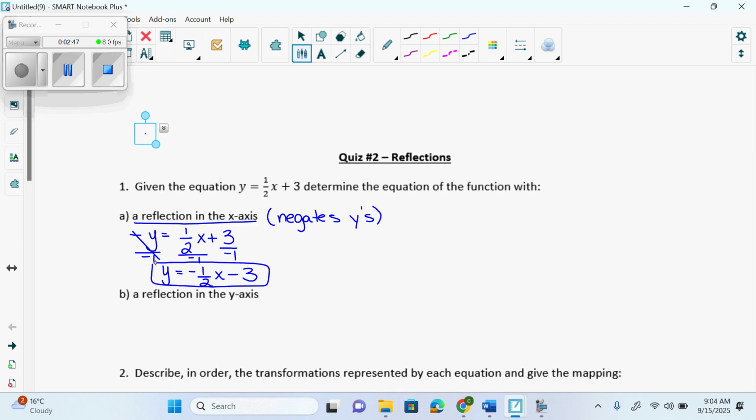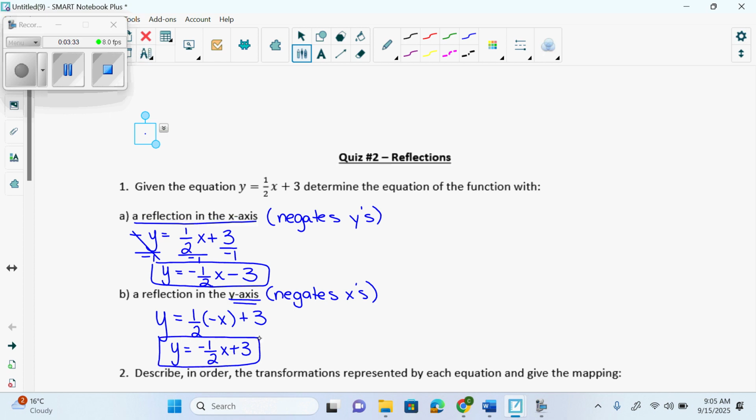Multiple choice options as well are nicer because you can type them in, correct? You could look to see which one actually reflected in the x-axis. Okay, a reflection in the y-axis negates the what? Negates the x's. So I'm going to get y equals 1/2 negative x plus 3, which I could stop there. Weird looking, but I could stop there. Or I could go, what's 1/2 times negative x? Because they're being multiplied because they're side by side. Negative 1/2 x plus 3.